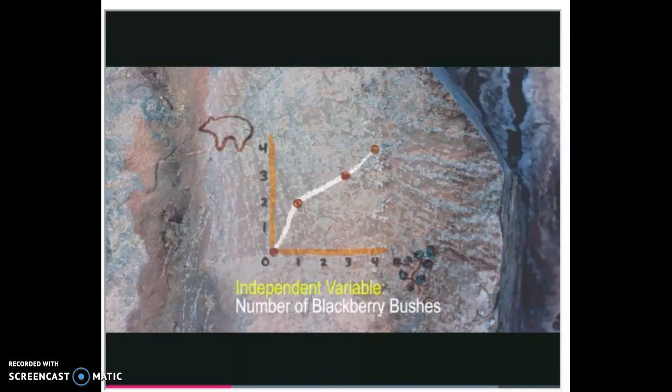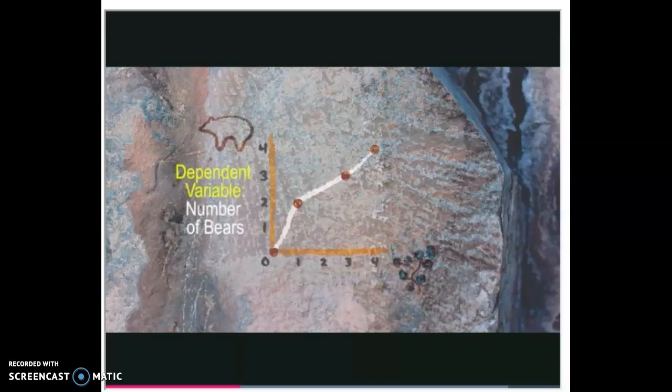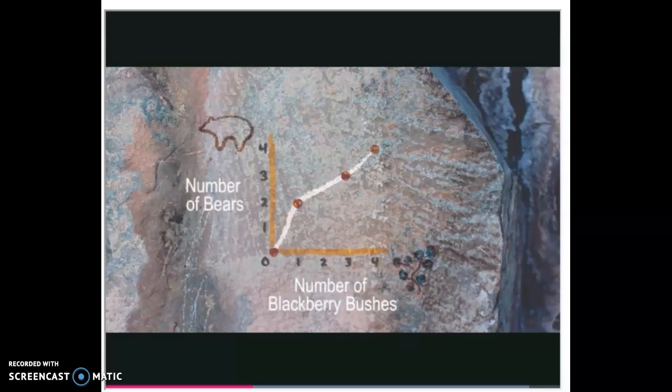This number changes due to things like droughts and forest fires, but it is, for the purposes of this example, independent of the number of bears in the area. The number of bears in the area is the dependent variable because its value depends on the independent variable. Bears like to eat blackberries. The points on this graph illustrate this relationship. Looking at the white line drawn through these points, we can clearly see that as the number of blackberry bushes increases, the number of bears increases.